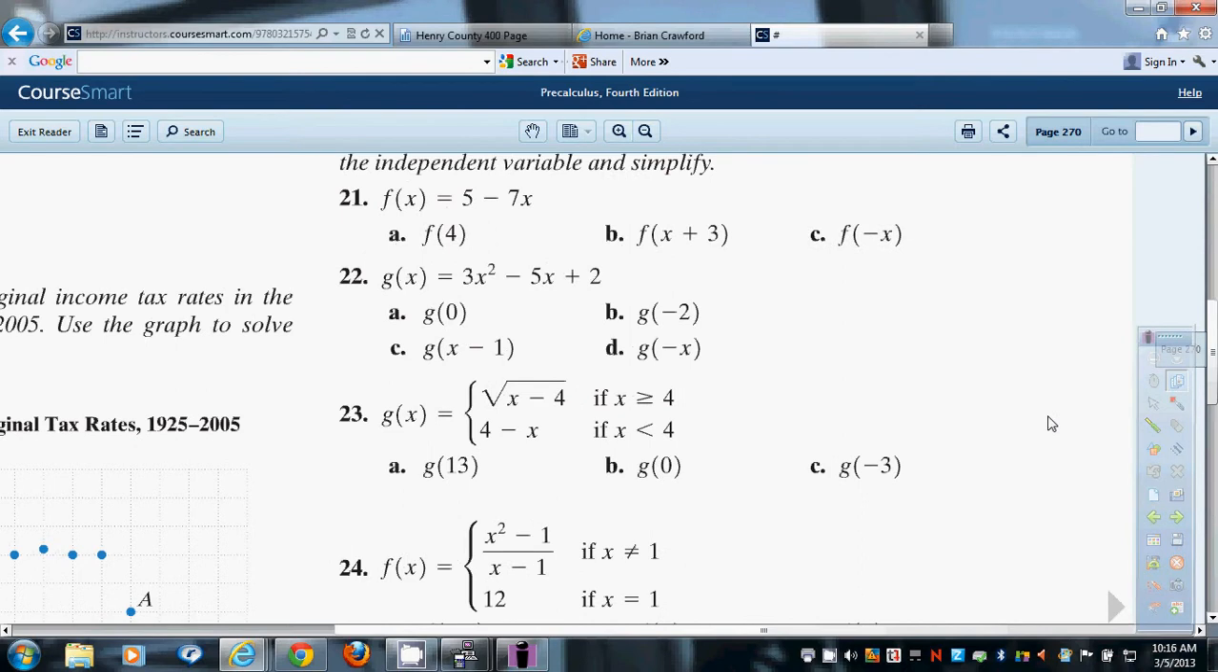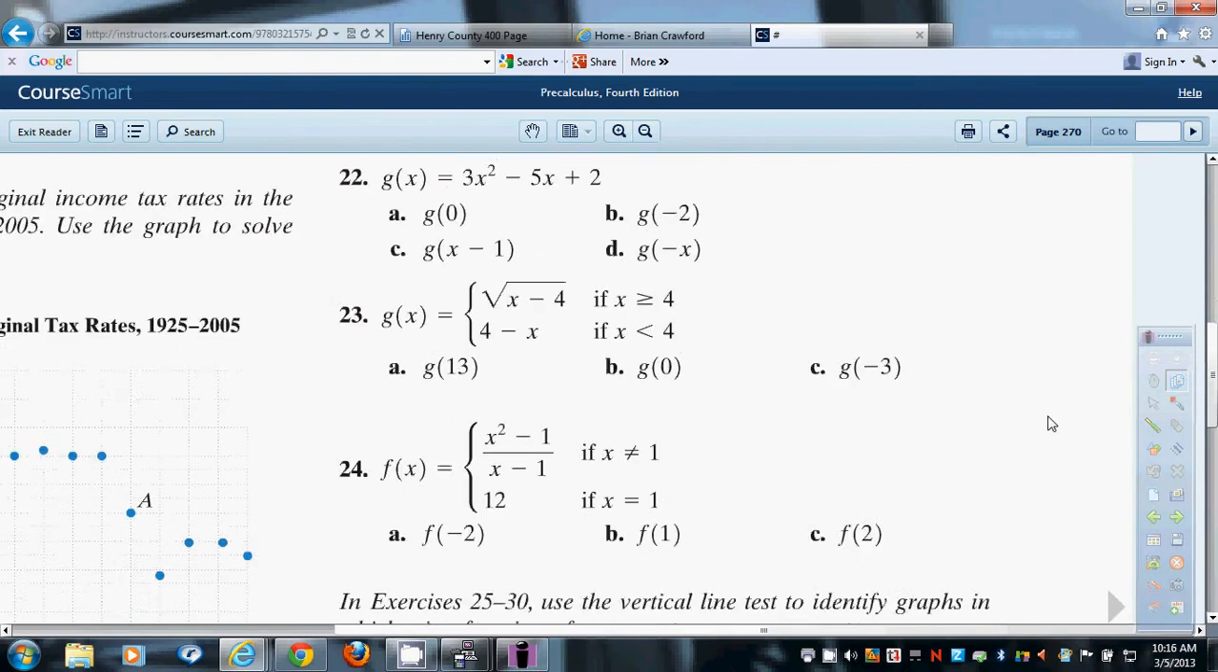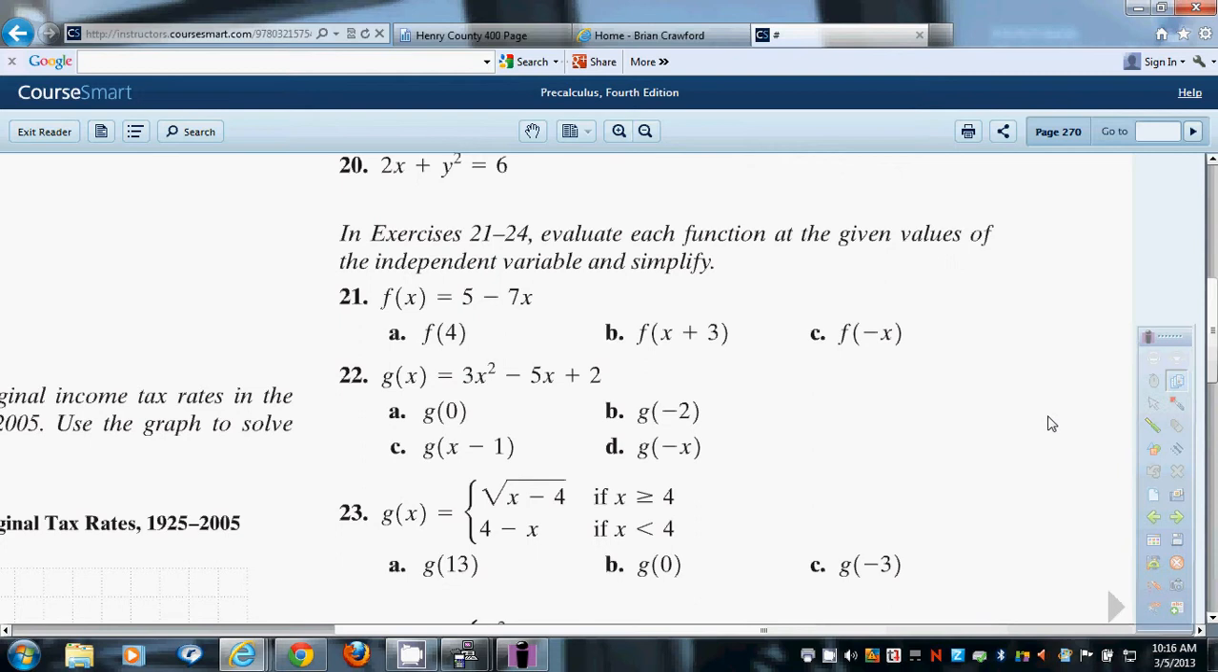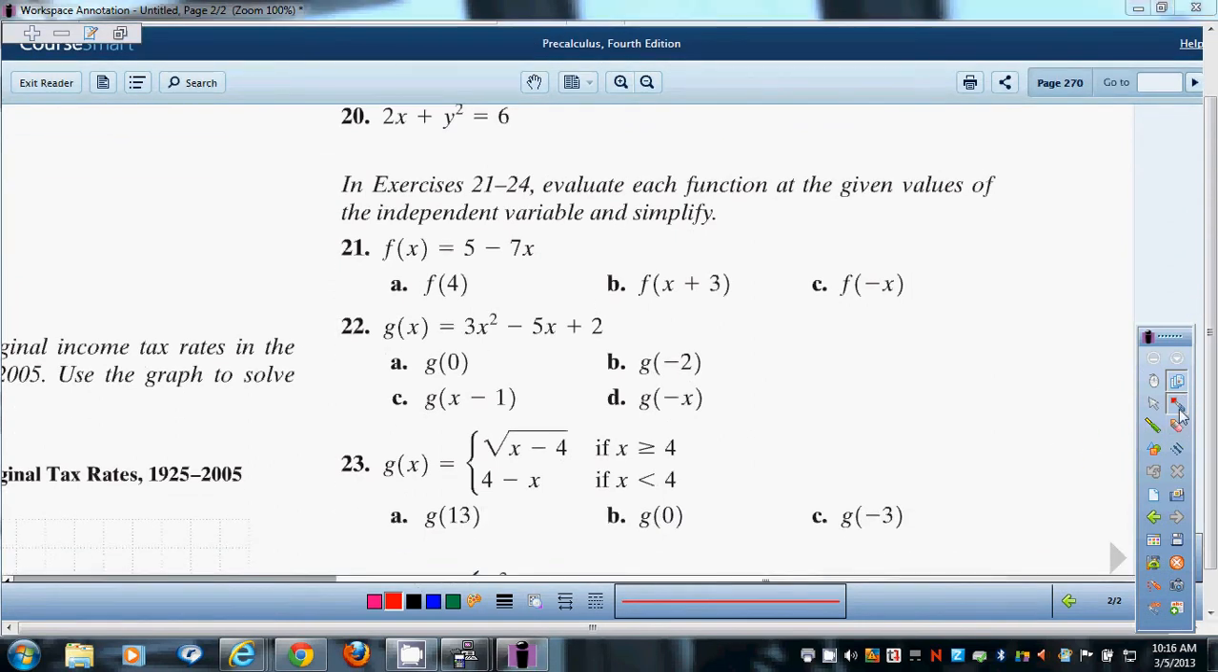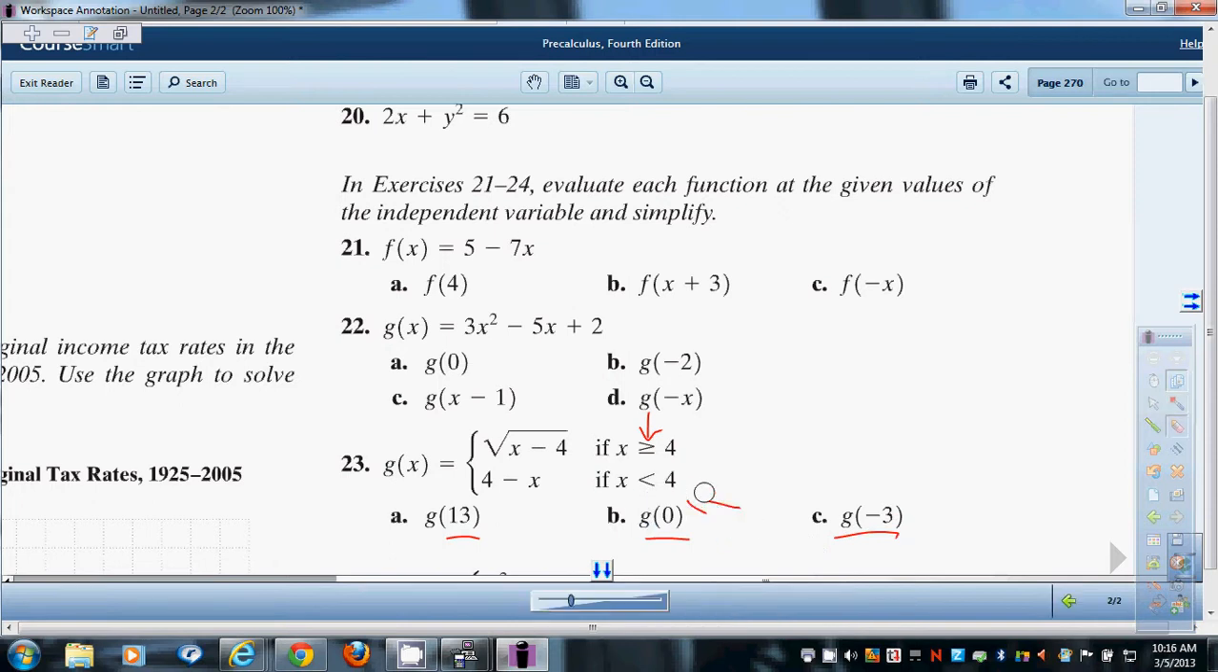Alright, next thing I have down is piecewise. Plugging them into piecewise. Let's look at 23. For part A of 23, how do I know which part of the function to plug it into? That's right, use the inequality. 13 is greater than 4, so I'm going to plug it into the top one. 0 is less than 4, so I'd plug it into the bottom one. And negative 3 is less than 4, so I plug it into the bottom one again. Other than that, it's just about plugging it into the function and getting out with the y value.